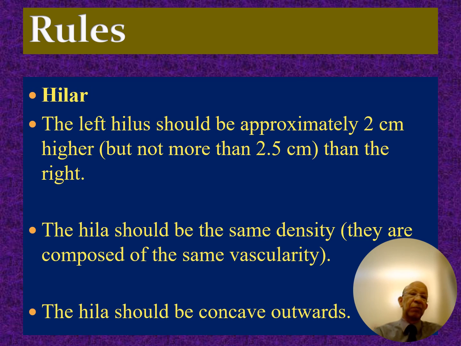Right. Let's go to some more rules and abnormalities governing the hila. Right. Now the left hilum should be approximately 2 centimeters higher, but not more than 2.5, than the right. The hila should be the same density. One of them should not be more dense than the other, and the hila should be concave outwards. So these are the important rules for the hila.